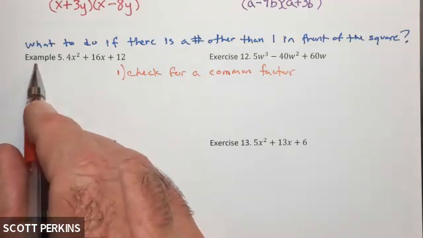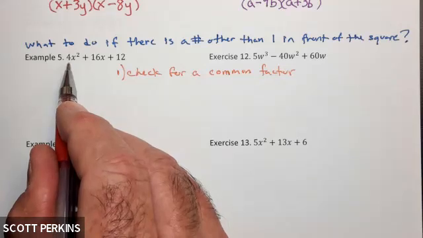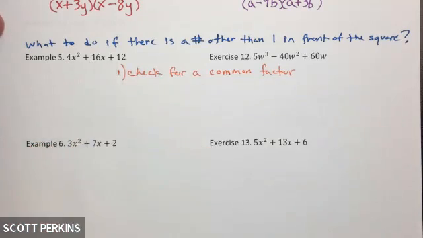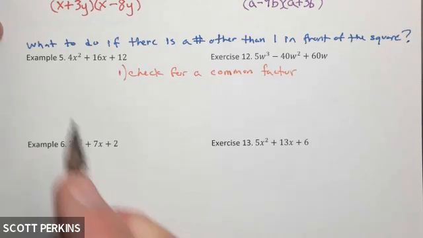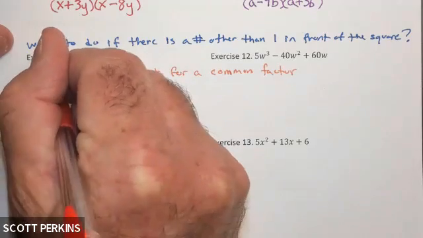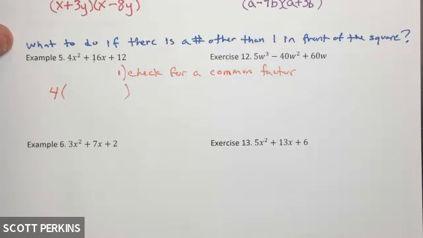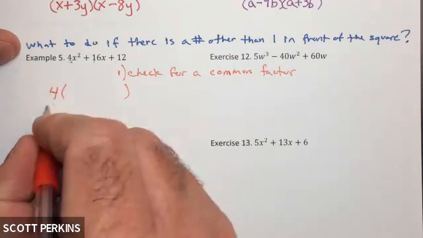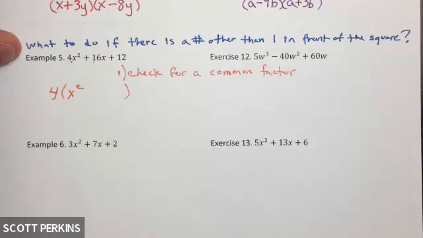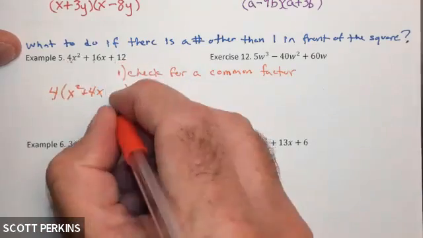So for instance, example 5. I've got 4x squared, so there's a number that's not 1 in front of the x squared. 4x squared plus 16x plus 12. Before I get concerned and think that this is a more difficult problem than it is, is there a common factor to all of my terms? Yes, 4. So I'm going to factor out that 4 first. If nothing else, it makes my numbers smaller and easier to deal with. When I factor out the 4, 4x squared divided by 4 leaves x squared. 16x divided by 4 leaves 4x. And then 12 divided by 4 leaves 3.